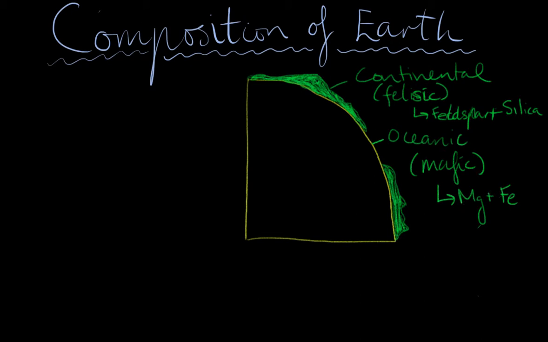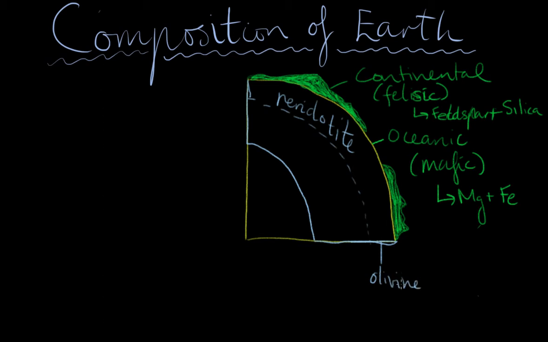Now, directly beneath our crust, we have our mantle. Now, the mantle is a heterogeneous region, which means that it is made up of more than one rock type, but it does have a minor boundary. In the upper mantle, we have what is called peridotite. Lots and lots of peridotite. And peridotite basically means there's plenty of olivine. Lots and lots of olivine.